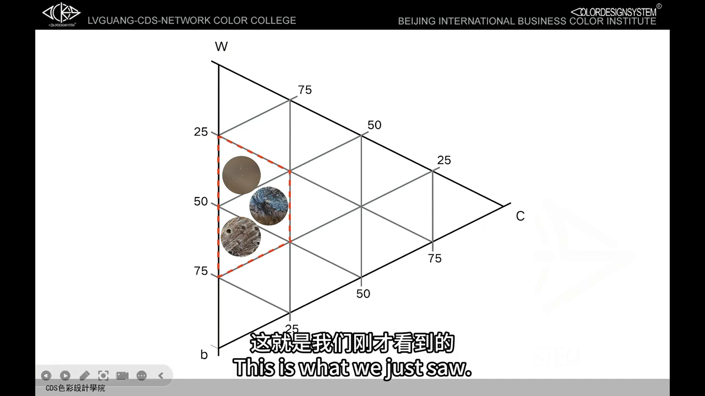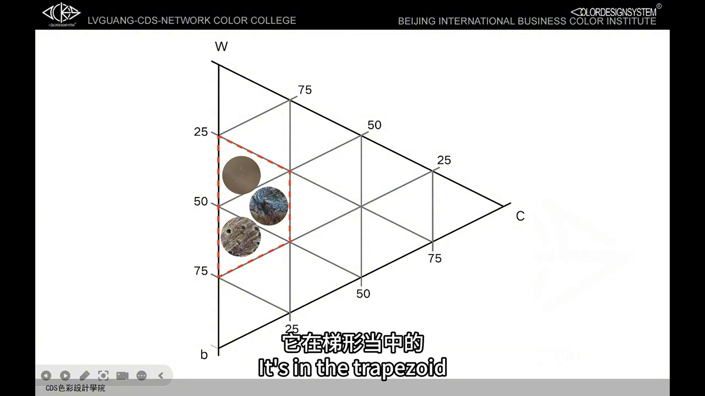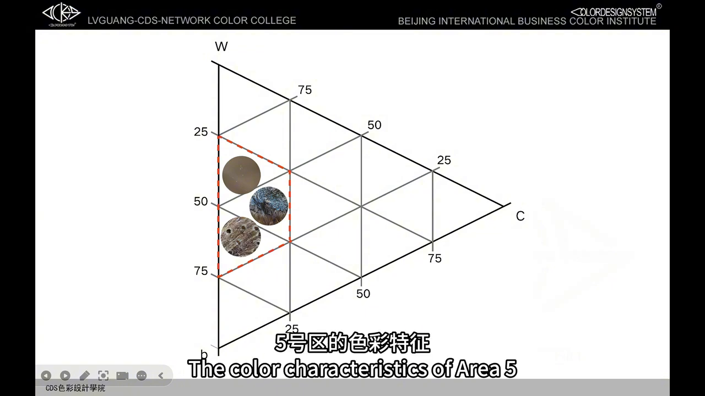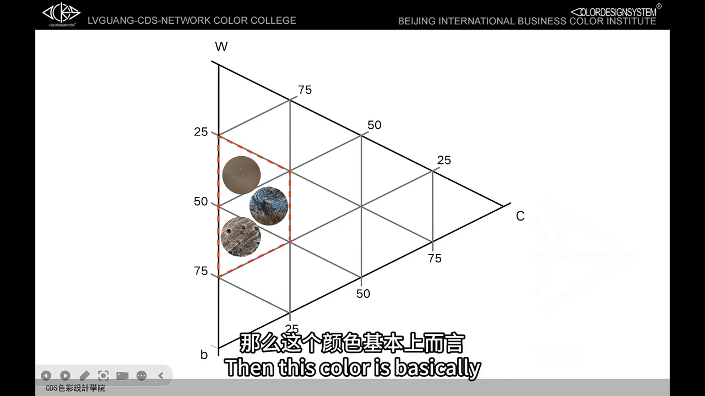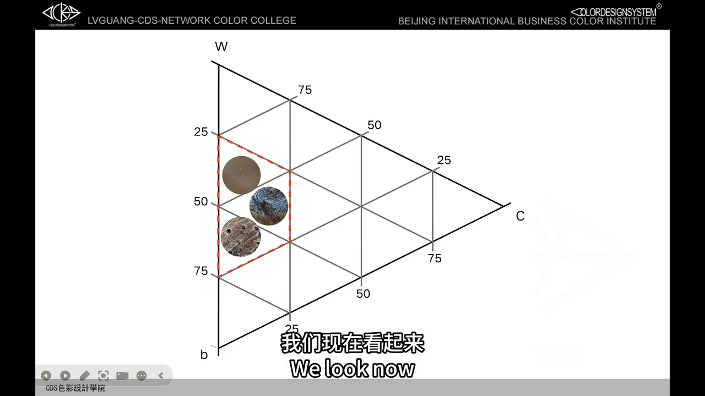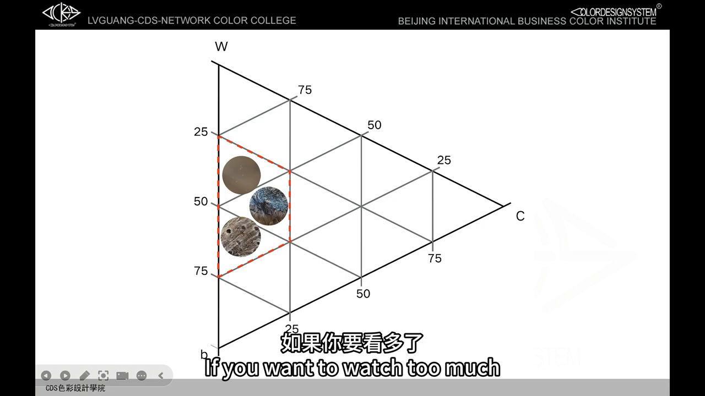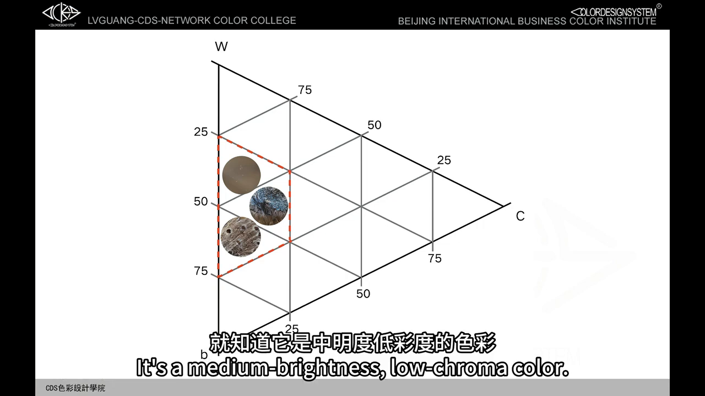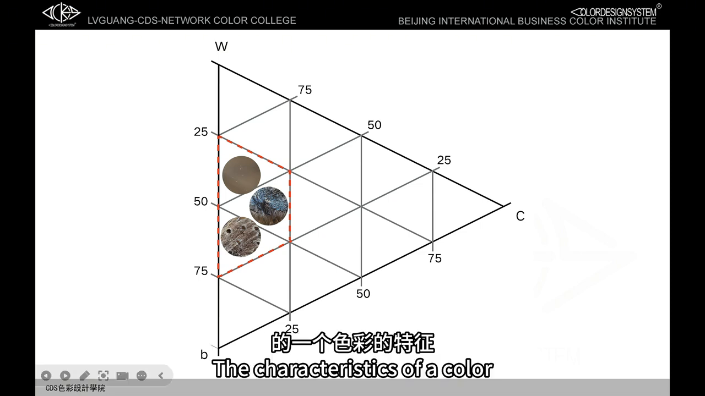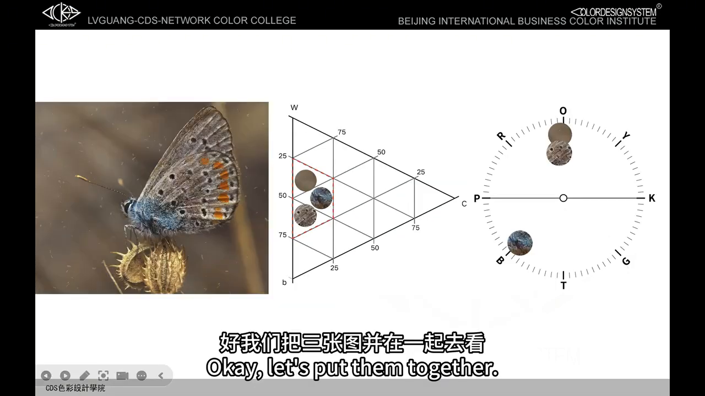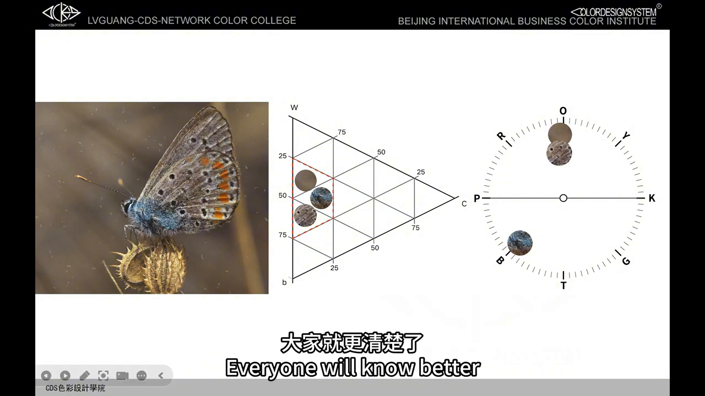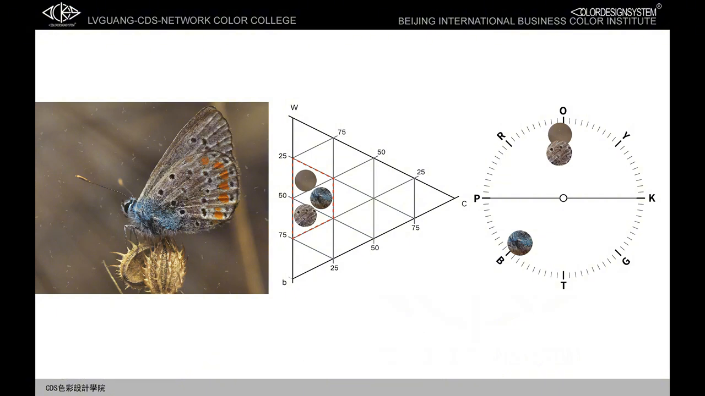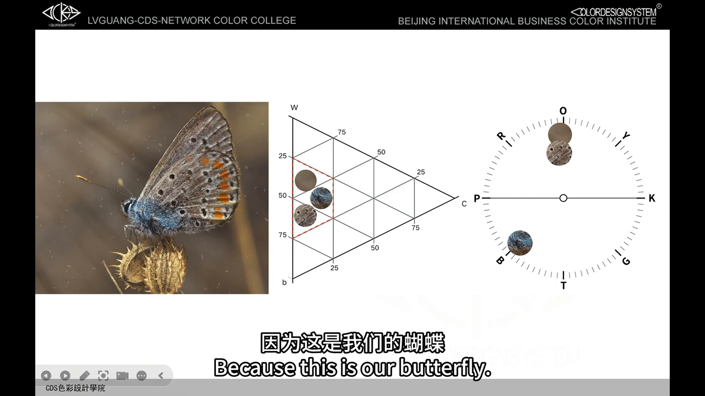This is what we just saw. It's in the trapezoid, the color characteristics of area 5. Then this color is basically, as we look now, a medium brightness, low chroma color. The characteristics of a color. Okay, let's put them together. Everyone will understand better at a glance, because this is our butterfly.